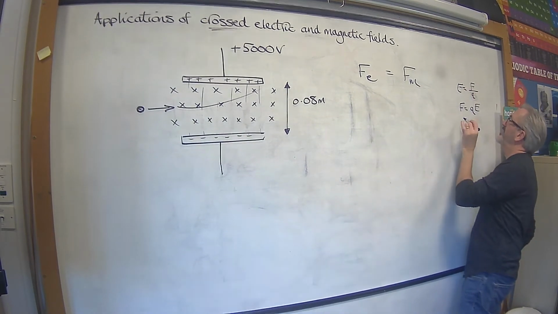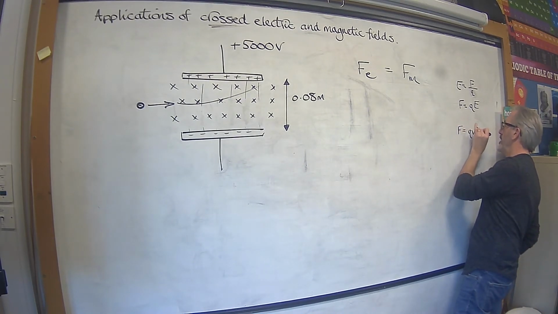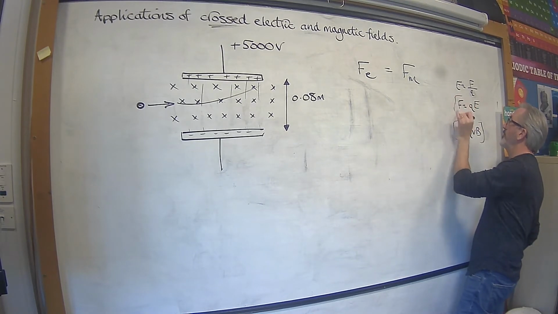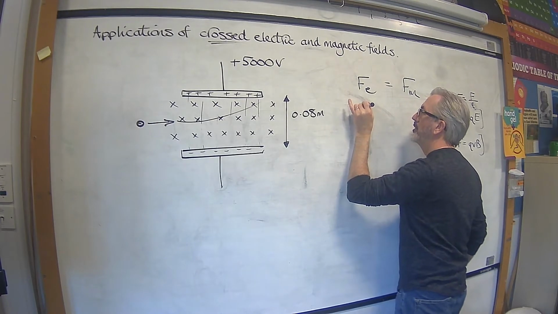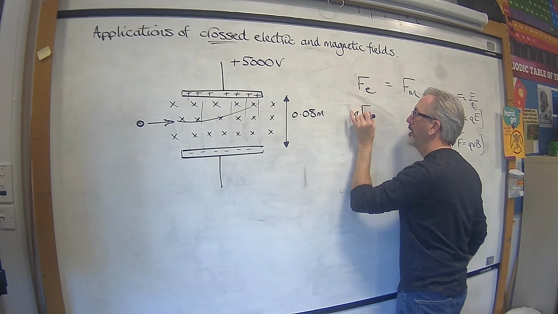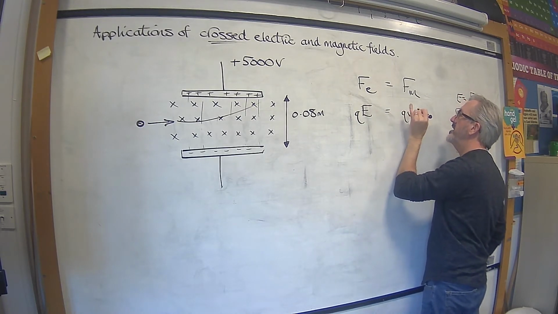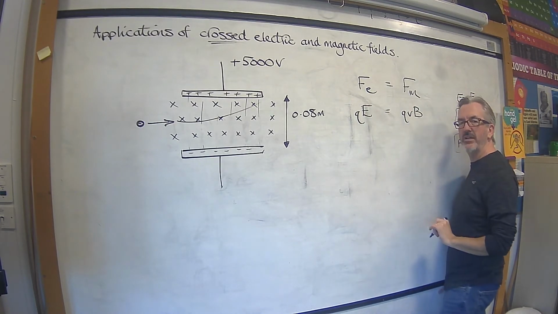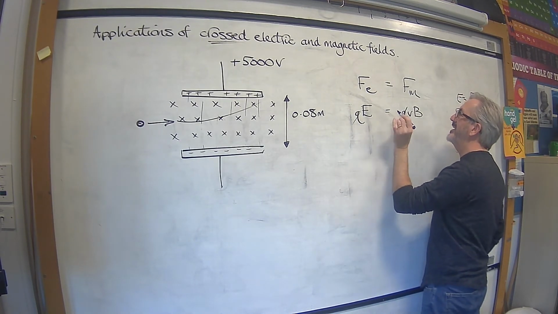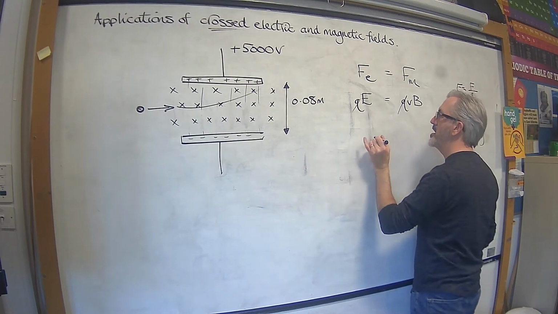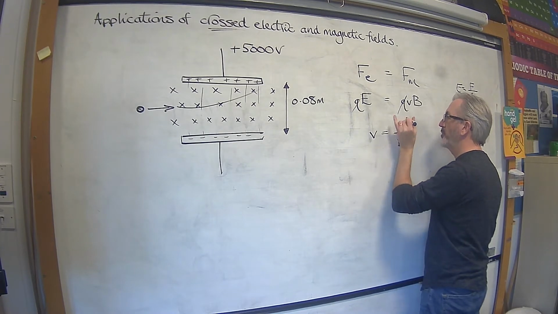What about our magnetic force? Well, the magnetic force was qvB. We can substitute in for both of those forces. The electric force is qE. The magnetic force, qvB. What cancels out on both sides? The charge cancels out and we're left with E equals vB. Rearrange it and we get v equals E over B.